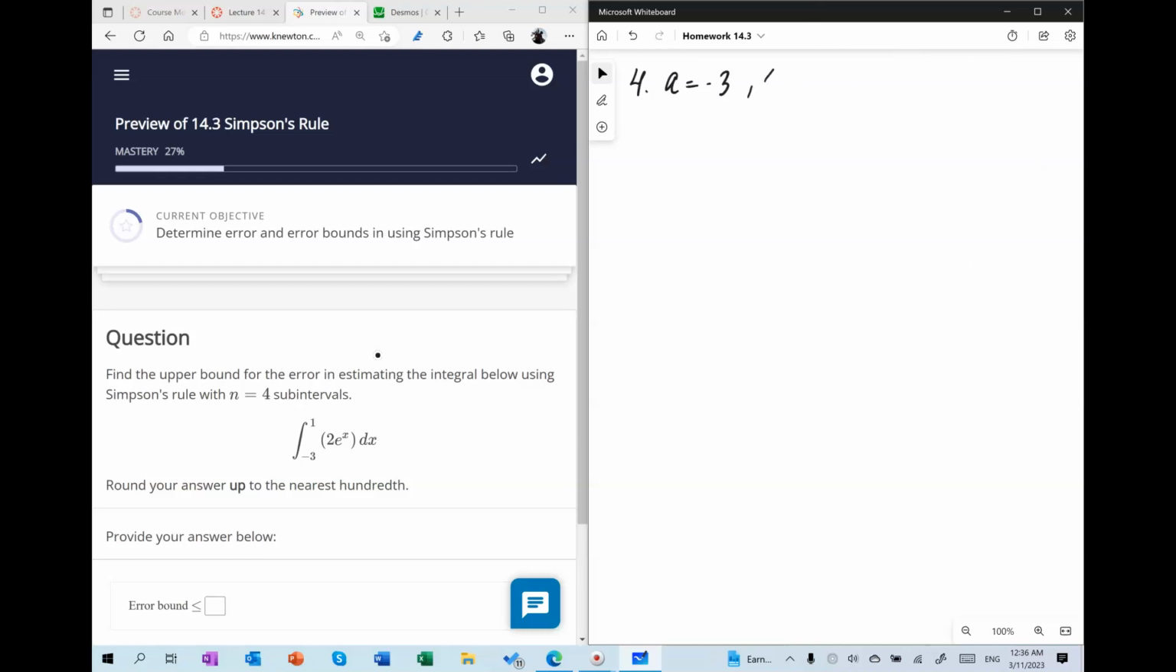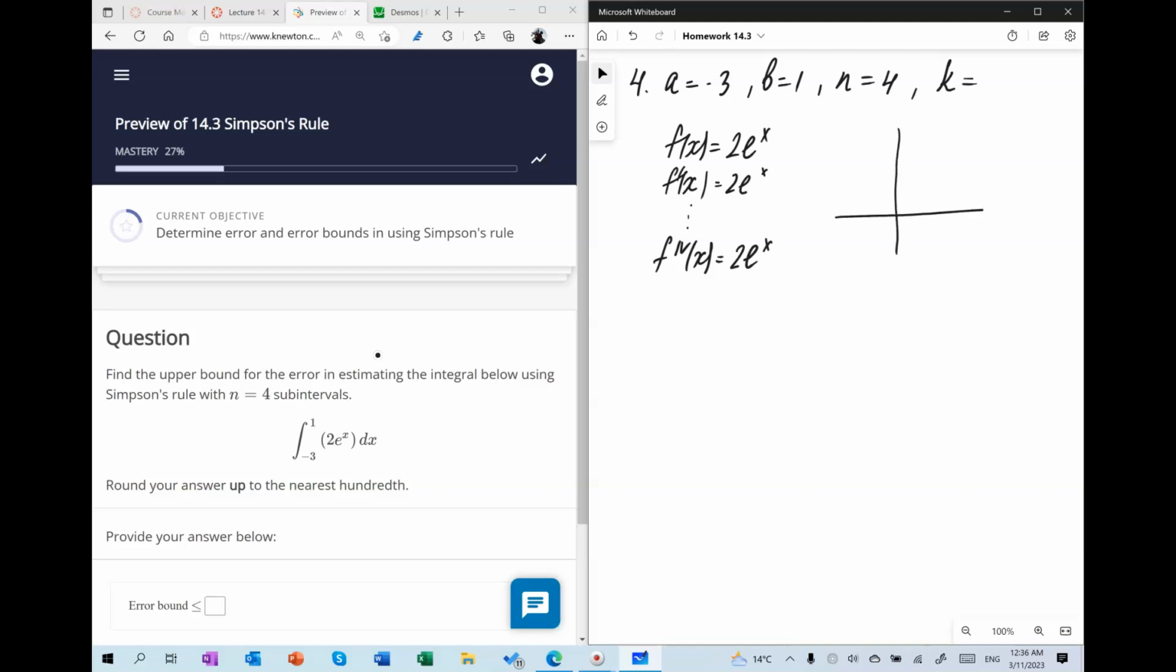A is -3, B is 1, N is 4, K is unknown. So to find K, we're going to find the fourth derivative. Here you can notice pretty quick that the fourth derivative is the same as the function itself.